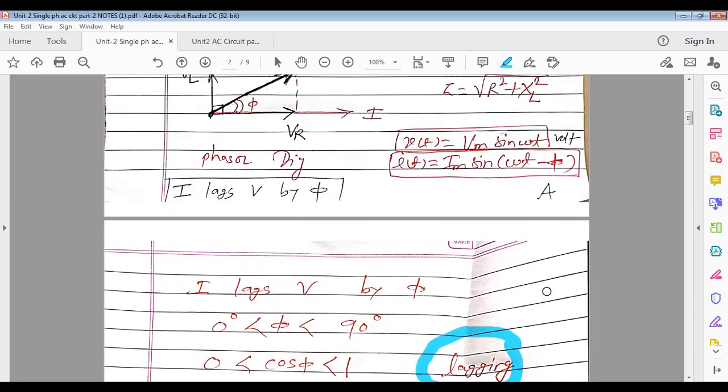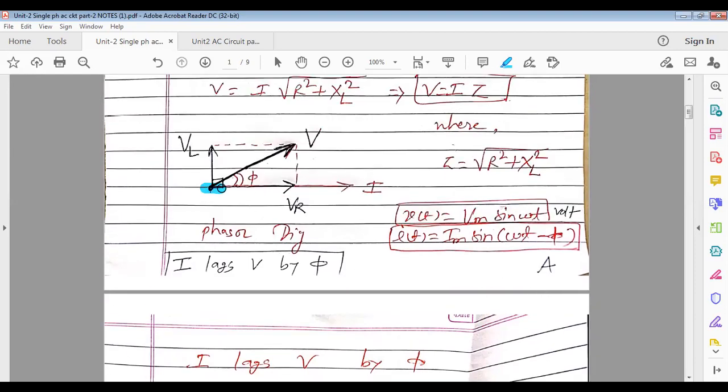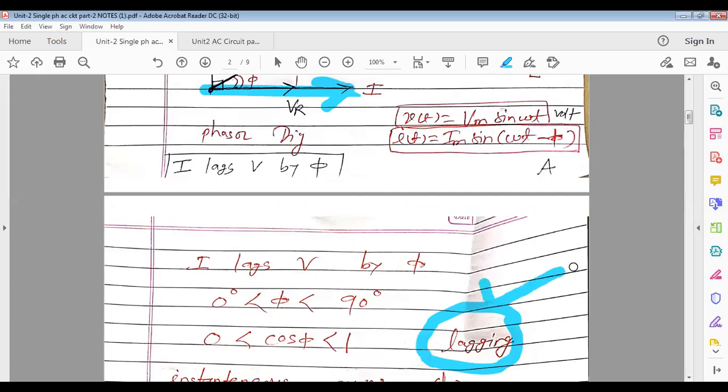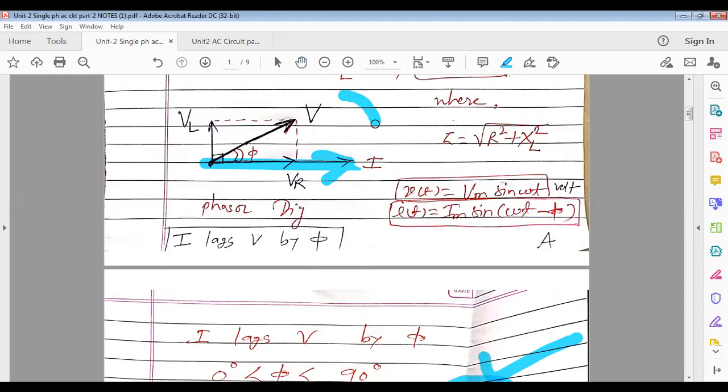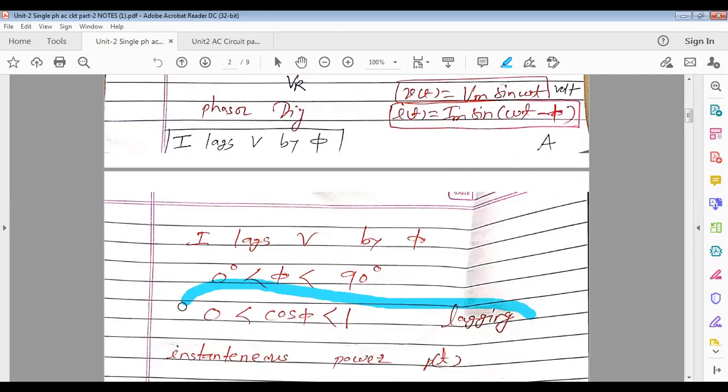Now, if you observe here, just now we have seen that the total current lags total voltage. So if current lags, then the power factor nature is specified as lagging. If current leads, then the power factor nature is specified as leading. As here it's a series RL, from the phasor diagram we can see total current lags total voltage. That's why here I have specified the power factor nature as lagging.